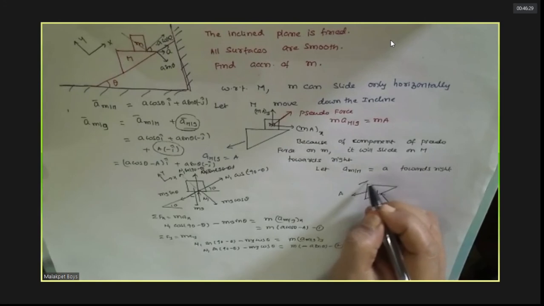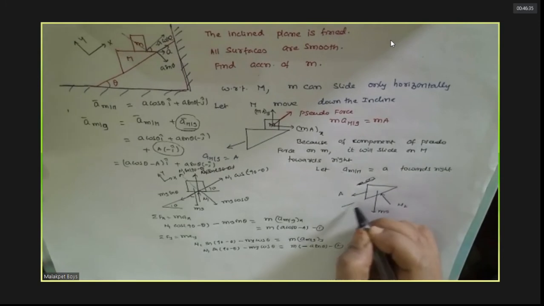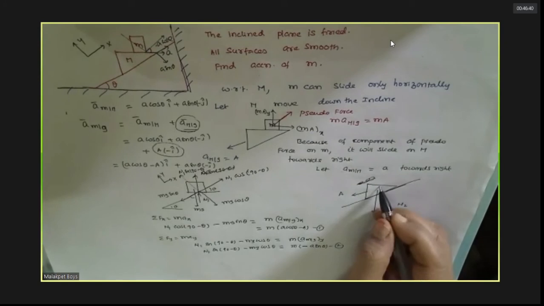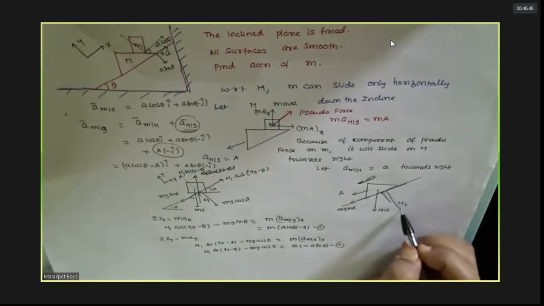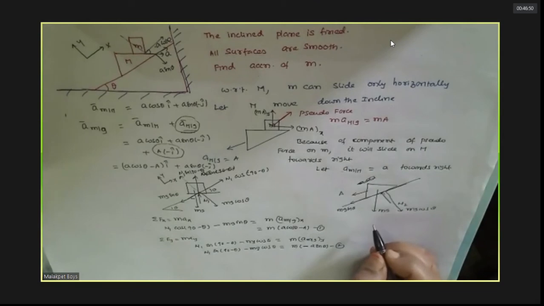This is A. You can take this as the motion of this one. This is what you already got. Can you resolve these forces? This is not having any component on this. So down the plane, what do you have? Mg sin theta. Perpendicular to the plane, what do you have? Mg cos theta. So these are the only forces.